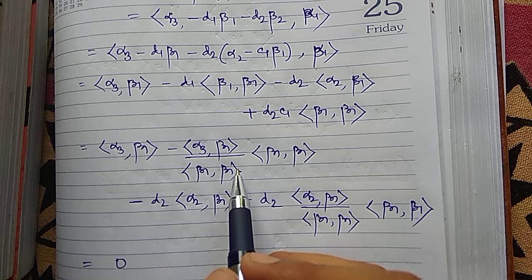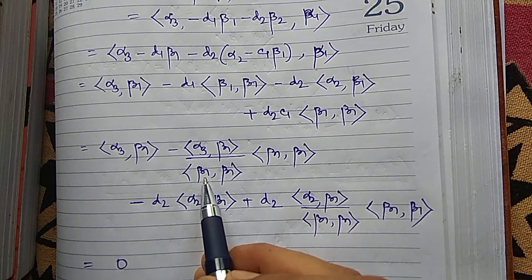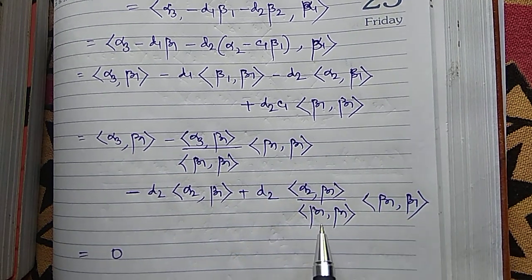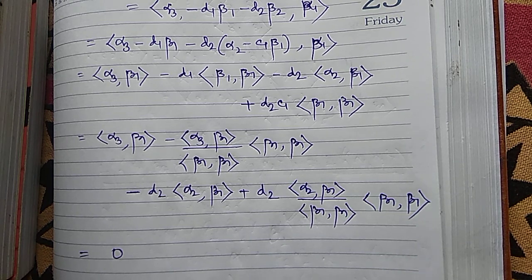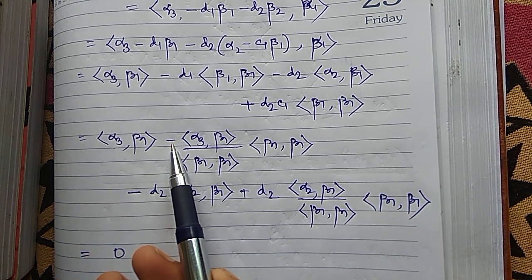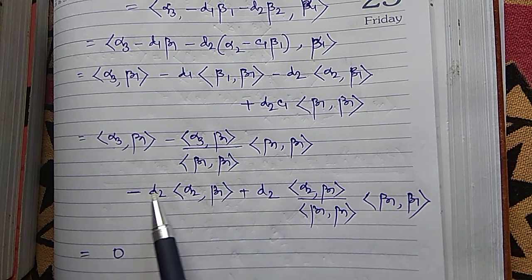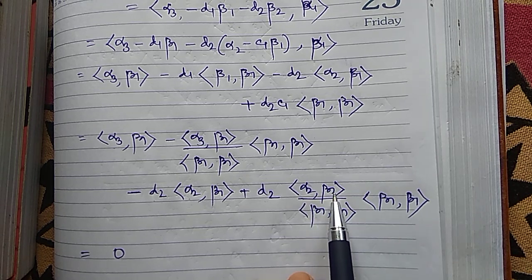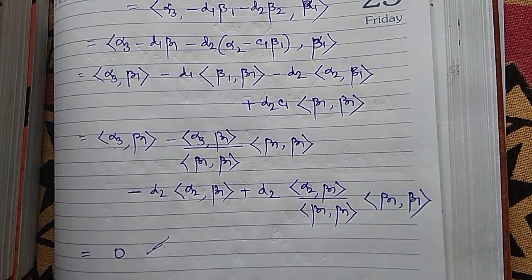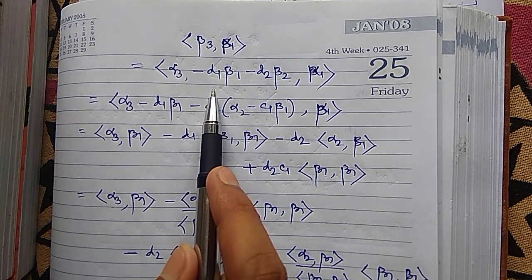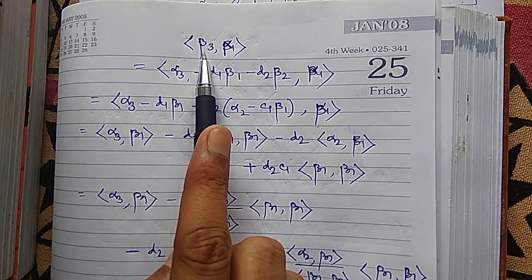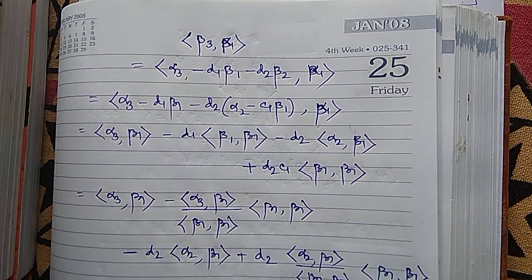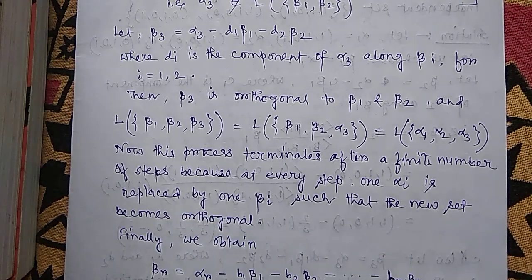Now inner product beta 1 with beta 1 is cancelled out. Here this beta 1 cancelled out. We finally get inner product alpha 3 beta 1 minus inner product alpha 3 beta 1 minus d2 into inner product alpha 2 beta 1 plus d2 into inner product alpha 2 beta 1, finally giving you 0. That means beta 3 is orthogonal to beta 1. Similarly we can show that beta 3 is orthogonal to beta 2.